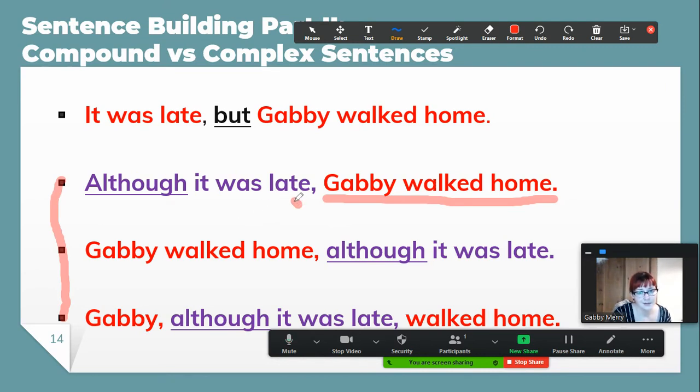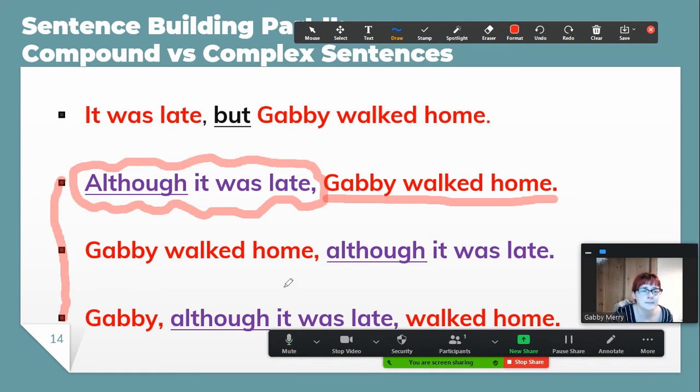But the other part that I'm trying to join, sometimes it doesn't make sense on its own as a little sentence. If I said to you, although it was late, it doesn't sound finished, does it? It's because of that word although. It sounds like there is more information to come.